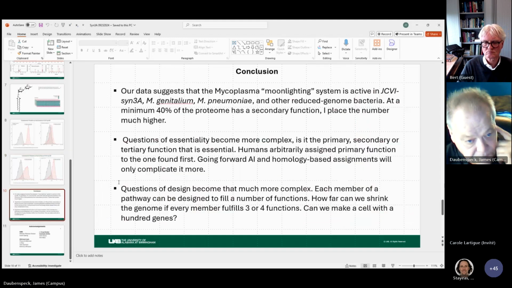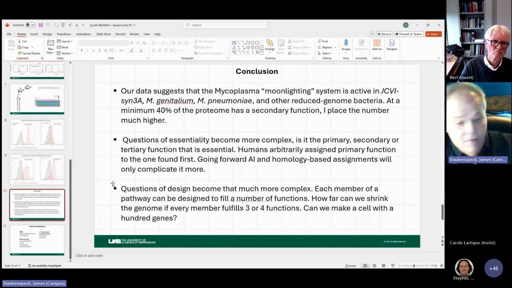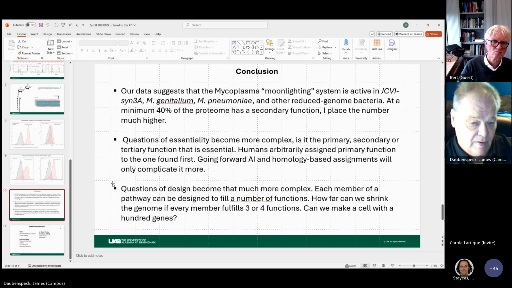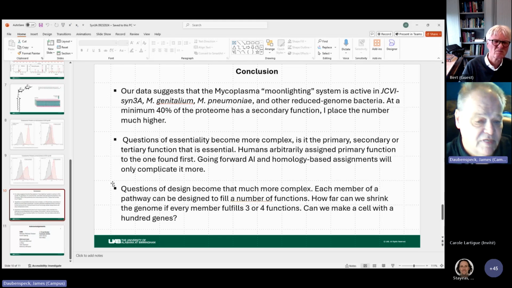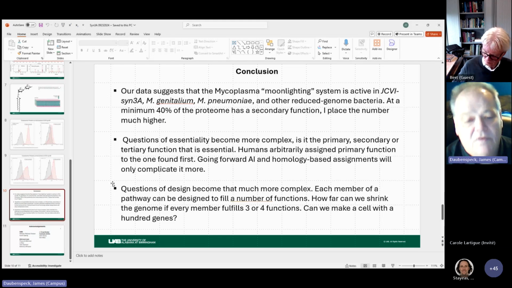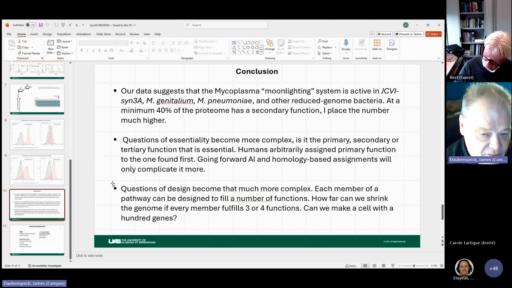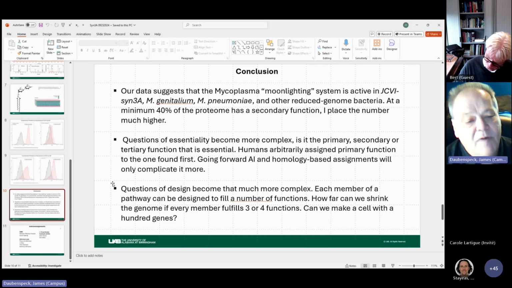So the mycoplasma moonlighting system is active in SYNT3A. At a minimum, 40% of the proteome has a secondary function. In these minimal genome organisms, I would propose that that number is a lot closer to 75% of the proteome. In the case of SYNT3A, that would give you 300 extra functions.